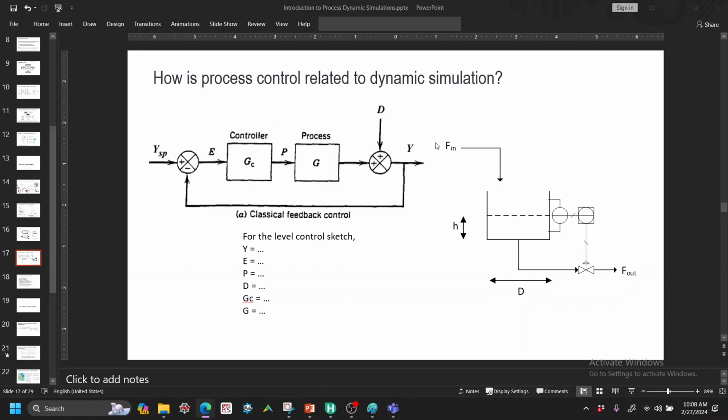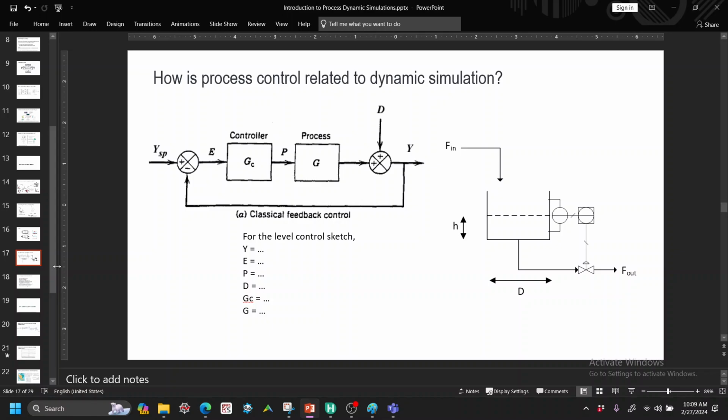Then you can add in this D, which is the F in, because it can go up and down without us knowing, since we don't see how big it is. So this is what we call a disturbance in that sense. Okay.